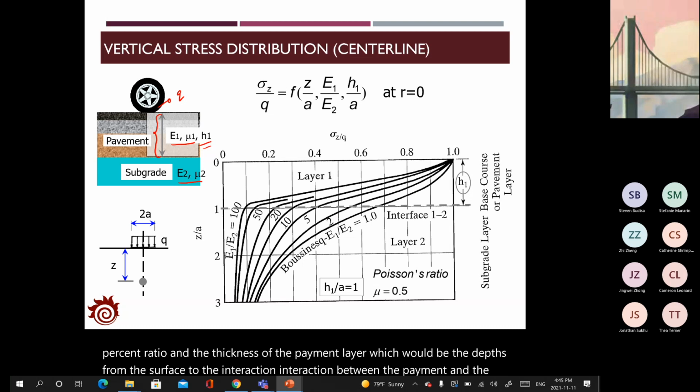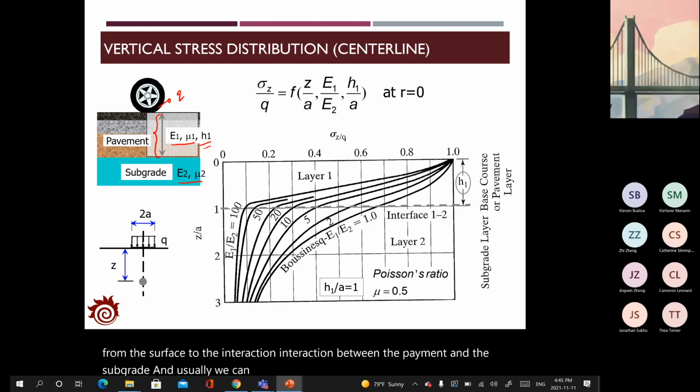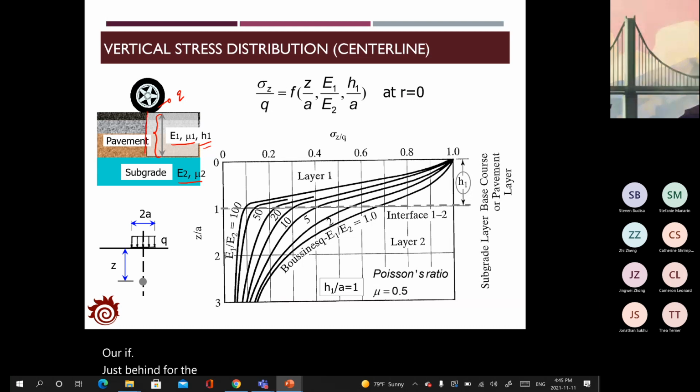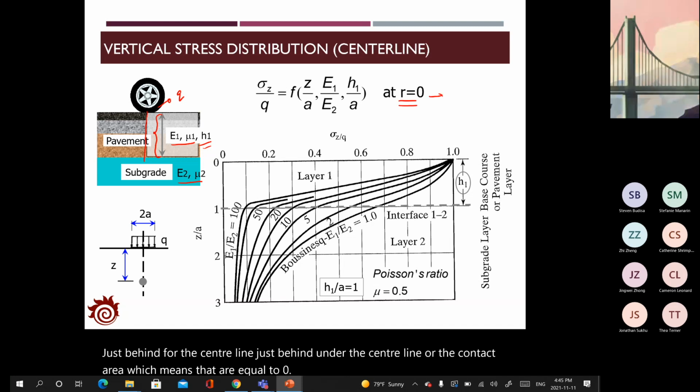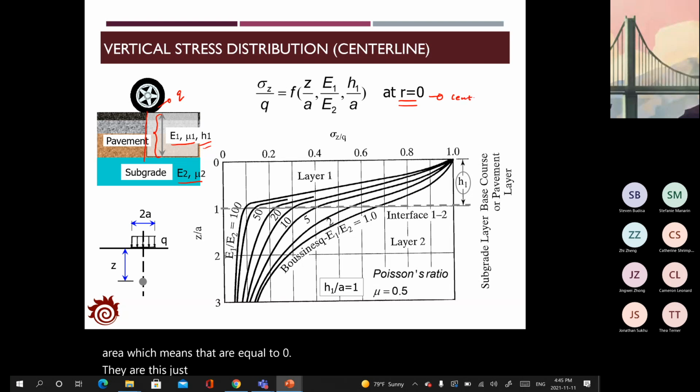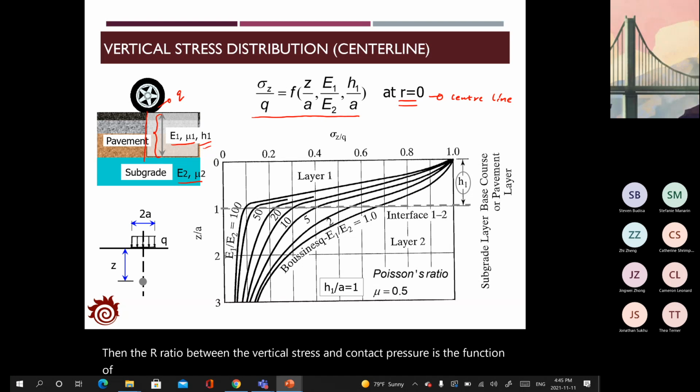And usually we can find that just under the center line of the contact area, which means that R equals 0, this just indicates the center line, then the ratio between the vertical stress and the contact pressure is a function of three variables. First one is the ratio between the depths. Hz is the depth.